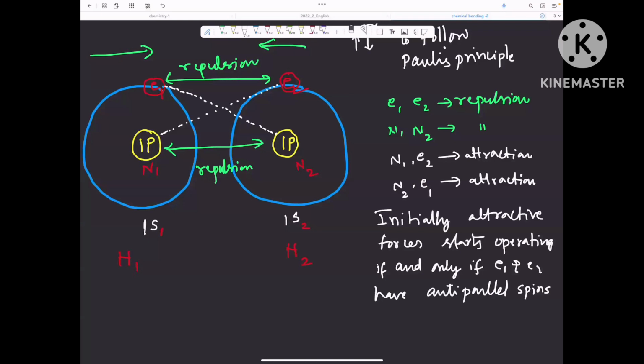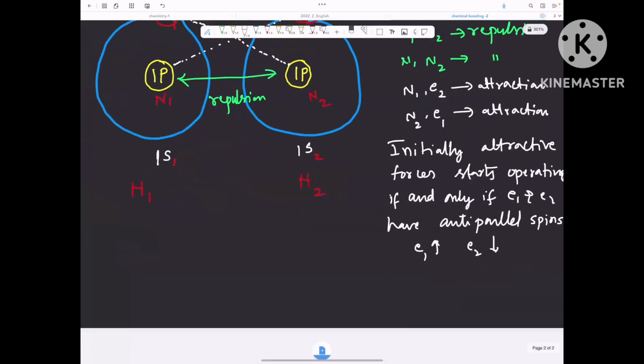That is what I said earlier in Pauli's principle, that in a bonding electron pair, the electrons must have opposite spins or anti-parallel spins. Initially, the attractive forces start operating between hydrogen atoms if and only if E1 and E2 have anti-parallel spins. If E1 has up, E2 should have down. Then how could the energy change?